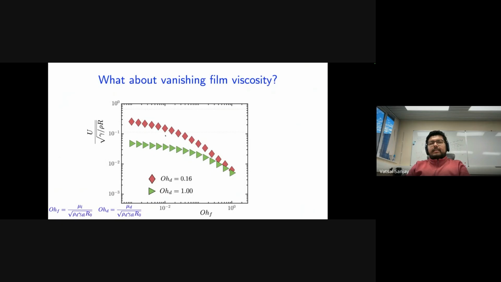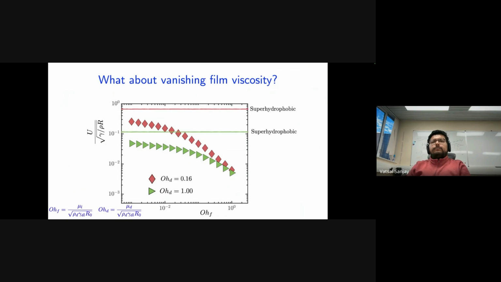But in all these cases, I have been hinting about what happens when our Ohnesorge film goes towards 0, and that's really the main point of this work. In fact, there is another limit: in the limit of Ohnesorge film going towards 0, we do get a constant velocity independent of the Ohnesorge number of the film.